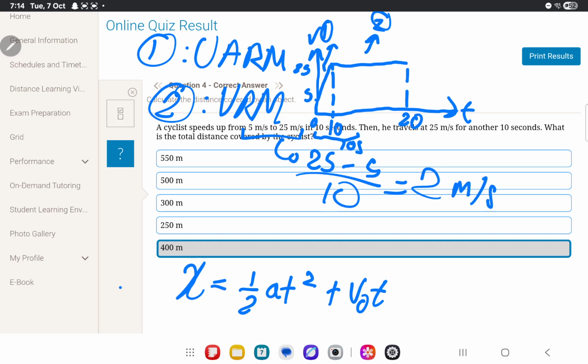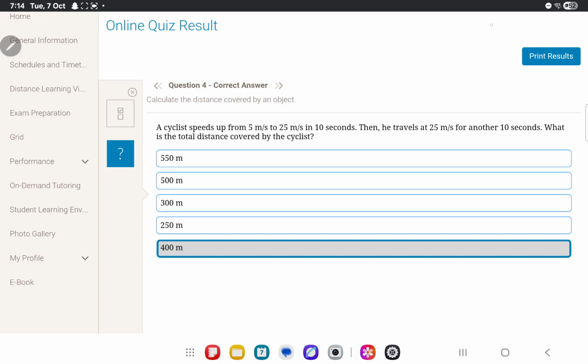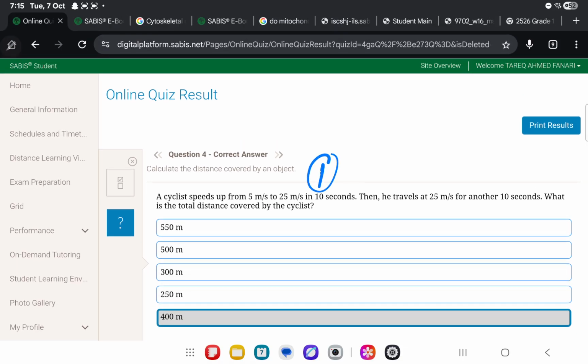So, it's going to be half, do it with me on a calculator, half times a is 2, times t squared, t is 10, so 10 squared, plus v0t, v0 is 5, right? This is our initial velocity here. This is the initial velocity, v0. v0 times time, which is 10, gives you 150 meters. So x here is equal to 150 meters. Okay, now we found the first phase. Phase 1, x equals 150 meters.